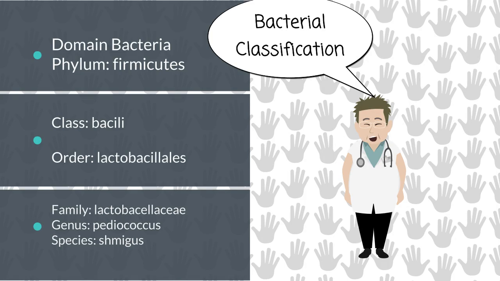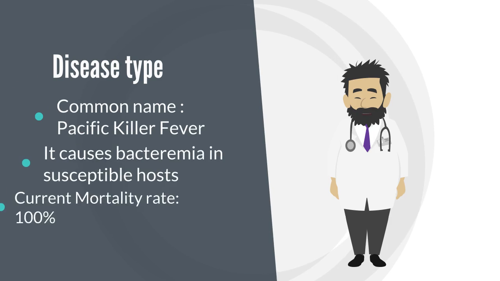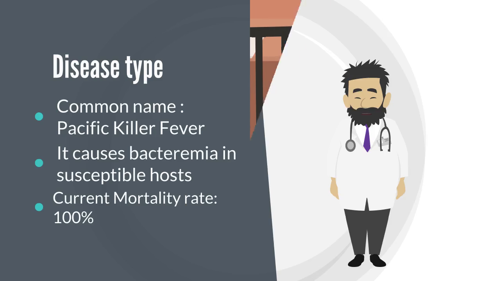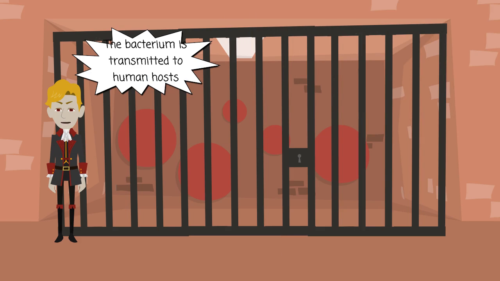This is from the domain Bacteria, phylum Firmicutes, class Bacilli, order Lactobacillales, family Lactobacillaceae, genus Pediococcus, and species P. schmicus. The common name is the Pacific killer fever. It causes bacteremia in susceptible hosts, and the current mortality rate is 100%. The bacterium is transmitted to human hosts via the Ctenocephalides feces through blood feeding.